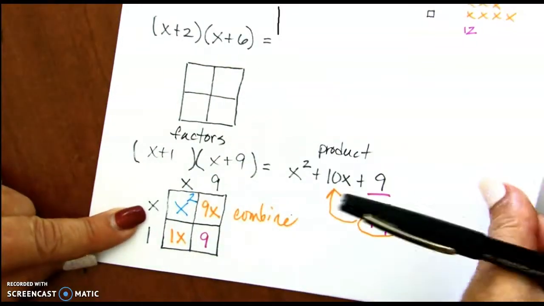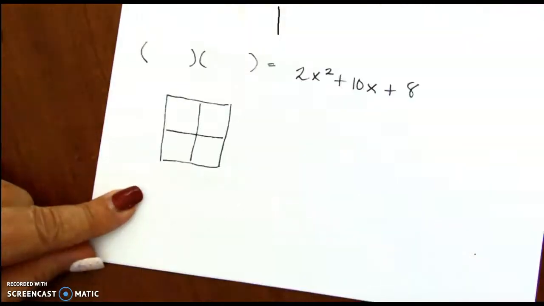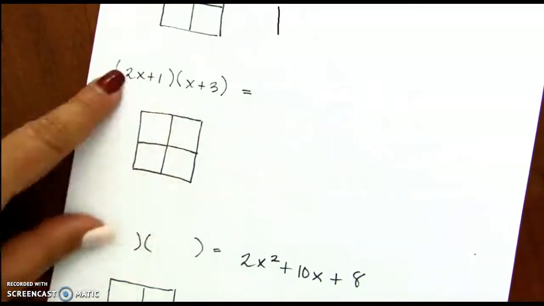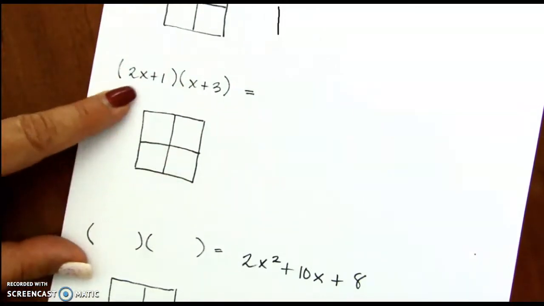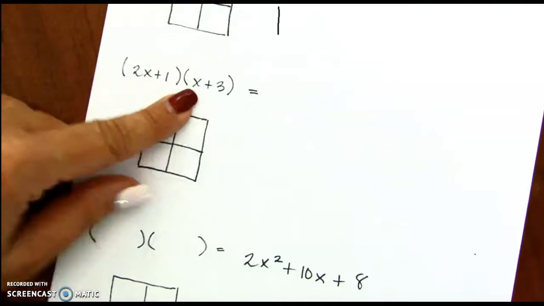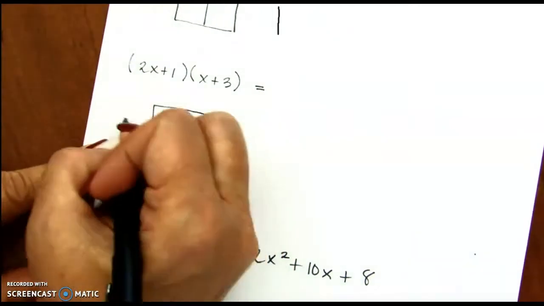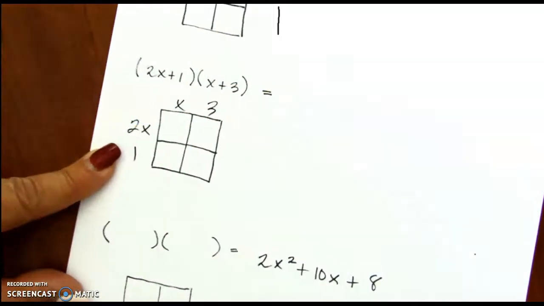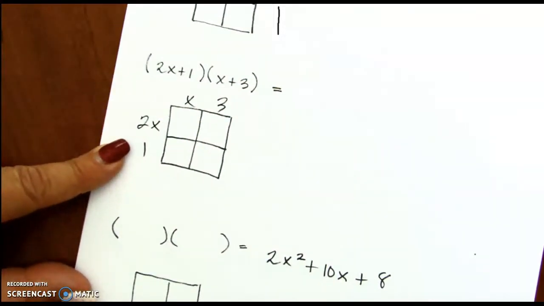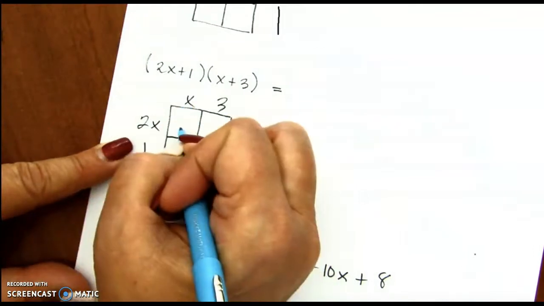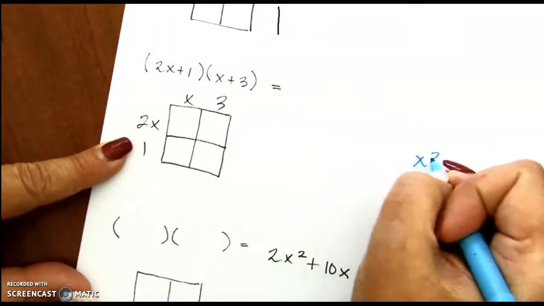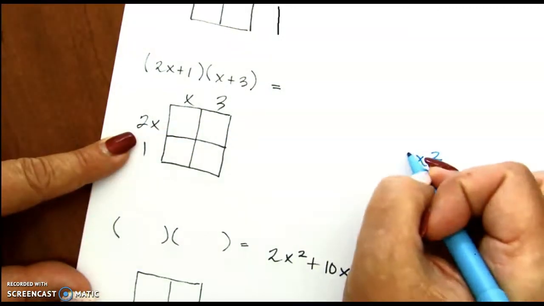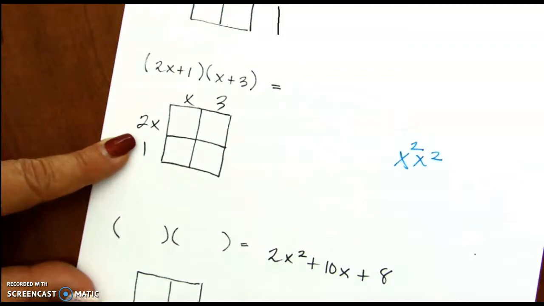Let's go back to multiplication again. Let's multiply these binomials. This time I don't have an x and an x, I have a 2x and an x. So I'm going to put 2x in 1 and x in 3. So I'm going to start filling out my box. 2x times x is not just x squared, right? It's double that. I'm going to have 2x squareds.